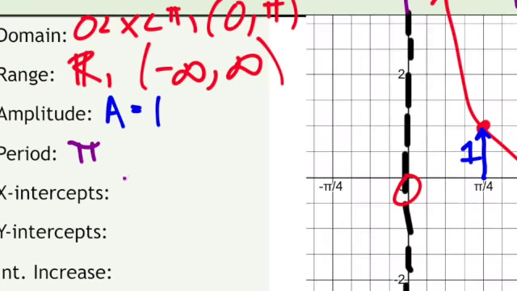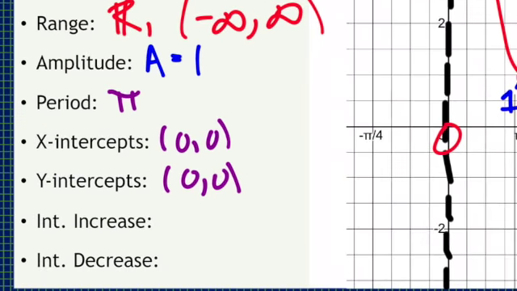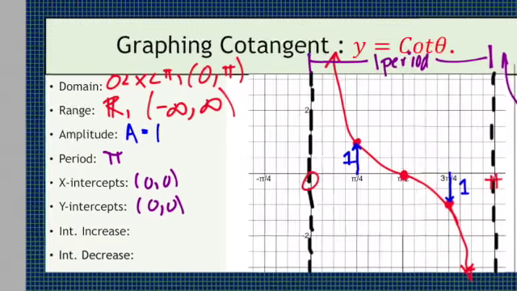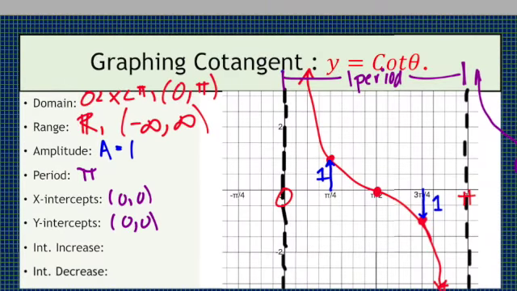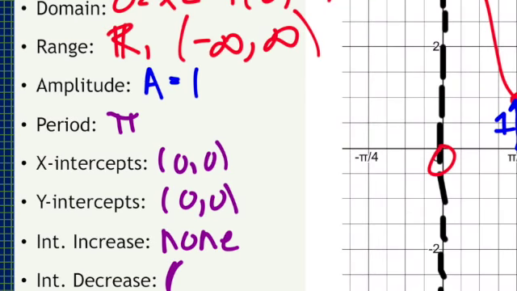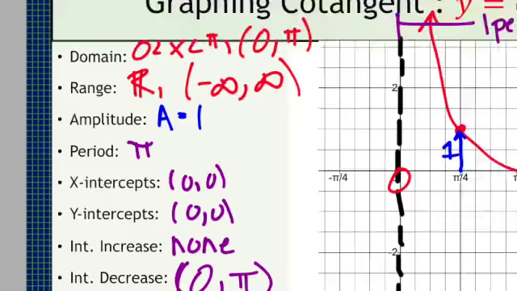X and y intercepts for tangent and cotangent are really nice because they're both at 0. And interval of increasing. Just the way tangent is always increasing, cotangent is always going to be decreasing. So the interval of increase is none. We don't have any interval of increase. What's the interval of decrease? Well, it is the entire domain from 0 to pi. It's decreasing on that entire domain.